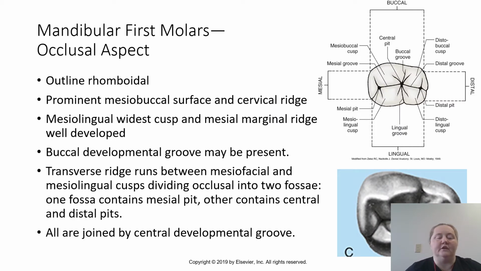All right, so now let's look at the occlusal. It is rhomboidal. We talked about that being kind of a crooked rectangle, okay? It's most prominent on the mesial buccal surface and the cervical ridge. The mesial lingual is the widest cusp, and the mesial marginal ridge is the most developed. Okay, so our ridge here is the most developed. The buccal developmental groove may be present, and that's right here.